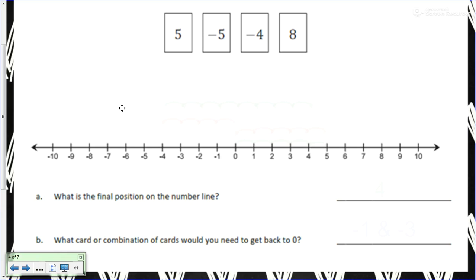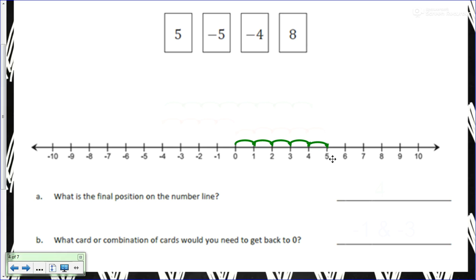On the integer game, if I have these 4 card values of positive 5, negative 5, negative 4, and 8, I can use my number line to figure out what that sum or that final total would be. If you remember, we start at the number 0. I'm going to count up 5. Okay, so I'm counting 1, 2, 3, 4, 5, and I end up at the number 5.